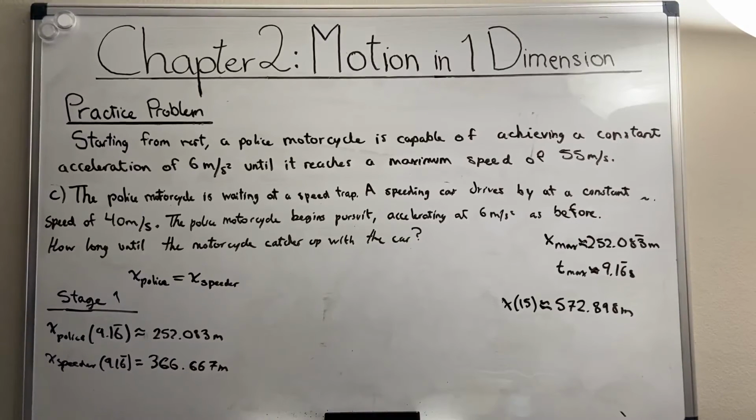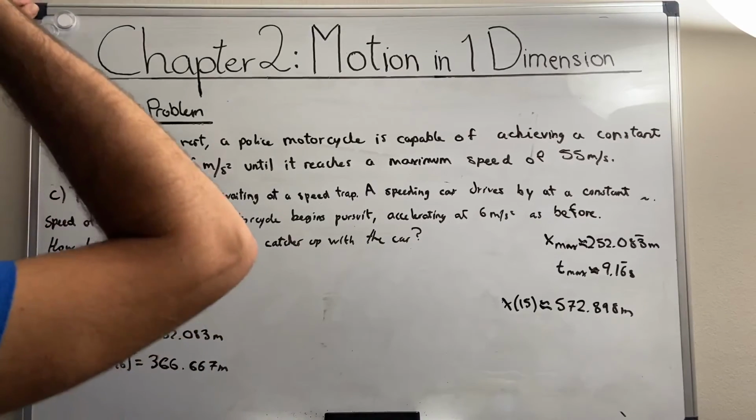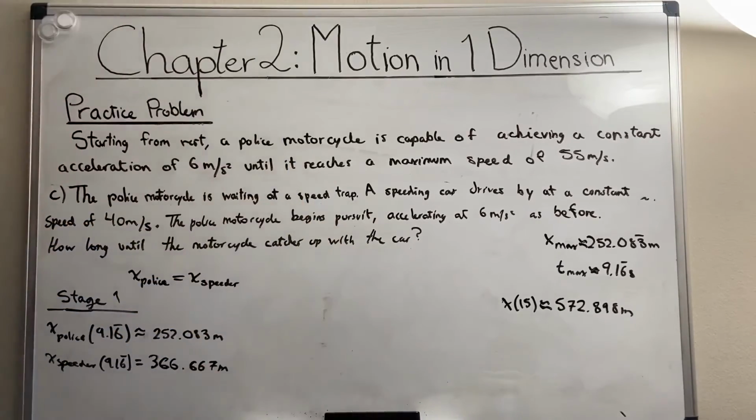All right, so in stage 1, we can clearly see that the speeder is ahead of the police, right? And now from this point on though, the police car will be traveling at 55 meters per second, and the speeder will be traveling at 40 meters per second. Judging by this gap in speed, we know that the police will eventually catch up to them. The question is when, right? So we're trying to find out when these two cars will catch up to each other.